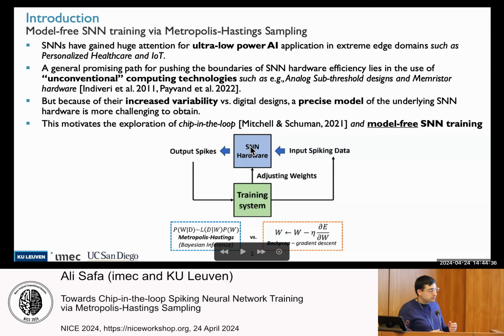We are assuming a certain spiking neural network that is subject to unknown hardware non-ideality in our simulation setup. And we will compare the use of Metropolis-Hastings sampling, which is a model-free approach, against the use of surrogate gradient backprop, which I would say most of us are quite familiar with.